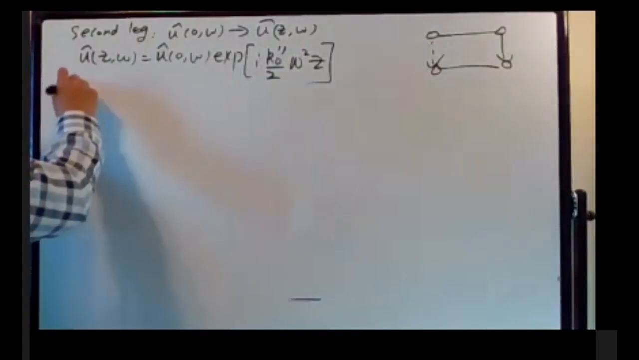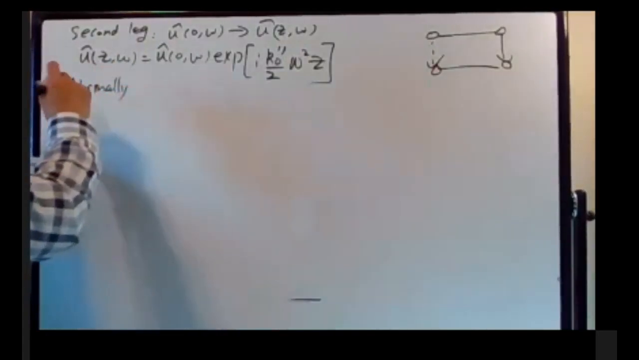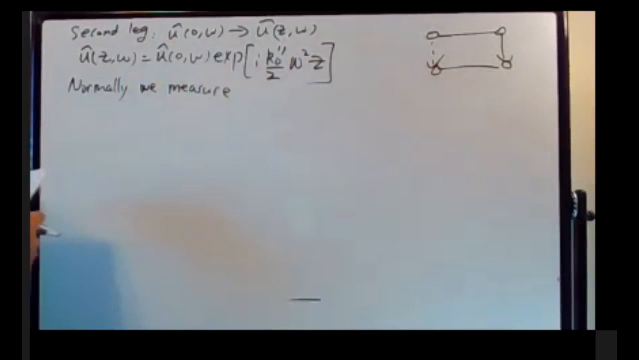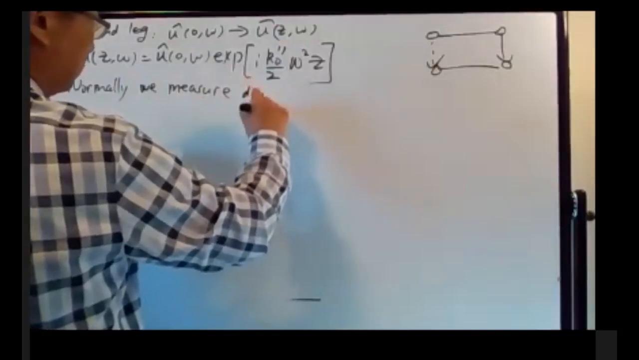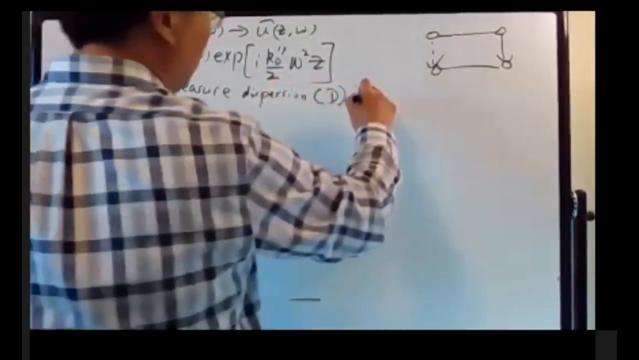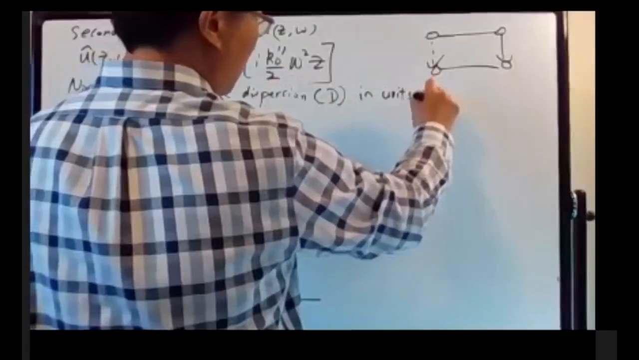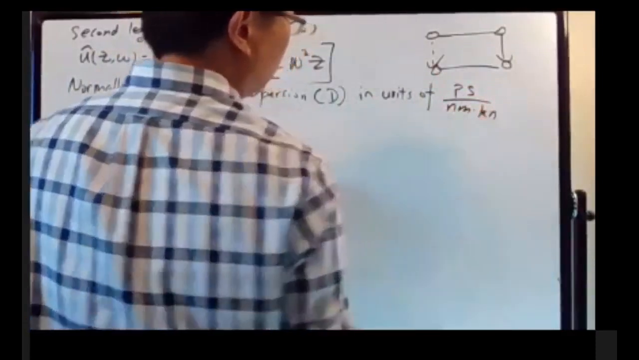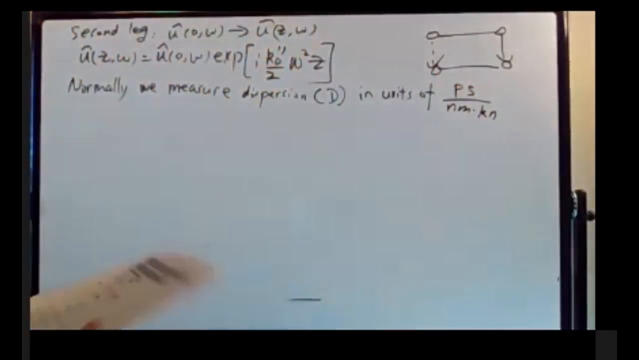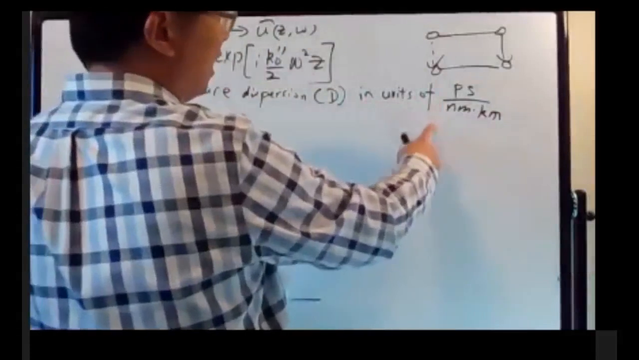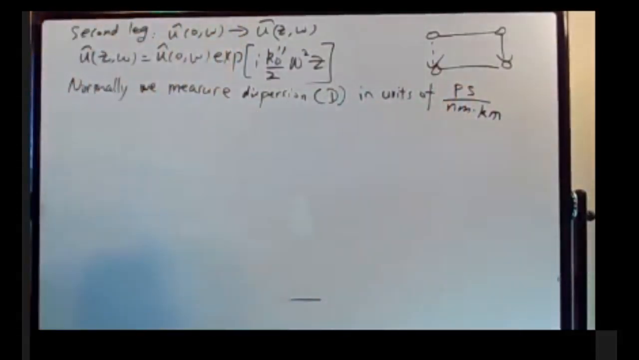So normally we measure dispersion D in units of picosecond per nanometer per kilometer.